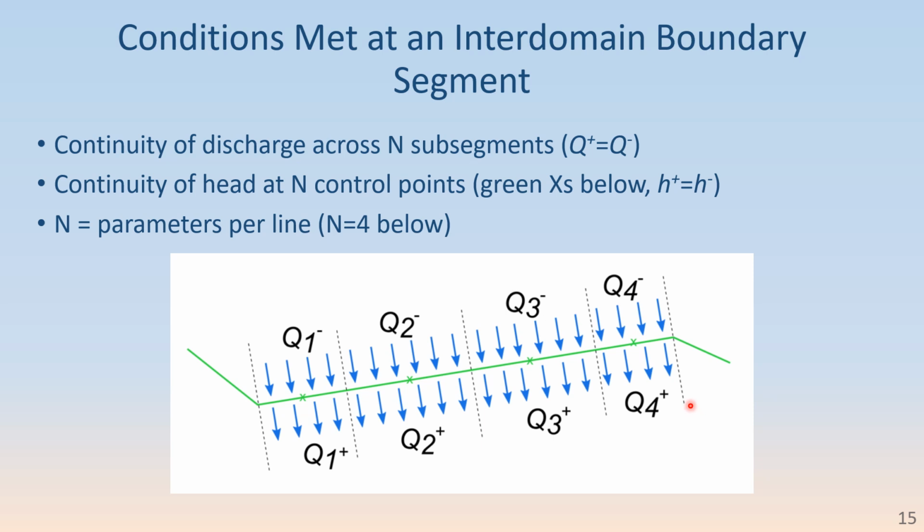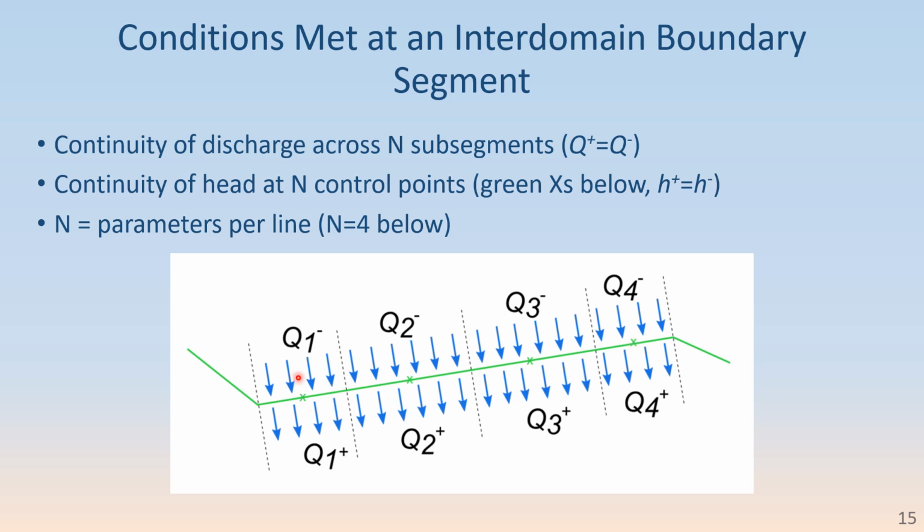So these black dotted lines show the division of those 4 subsegments, and the discharge coming in on this side of the boundary must equal the discharge coming out on the opposite side of the boundary. So Q1 minus equals Q1 plus, and so on for all 4 of these subsegments. That's one condition. The other is continuity of head at the control points, which are these green X's in the middle of the subsegments.